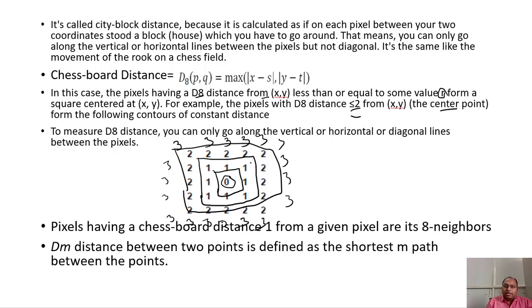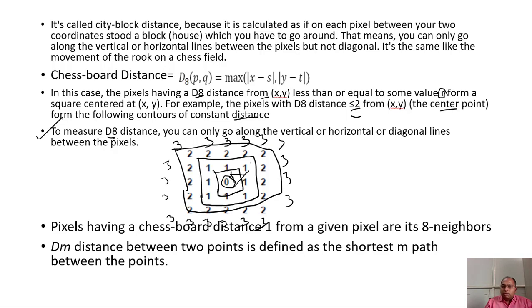For example, they have mentioned it over here as well. From the center point it forms contours of constant distance, and it creates a contour in the shape of a square. So that is the meaning of that particular sentence. Okay, fine. To measure distance D8, you can only go along vertical, horizontal or diagonal lines.